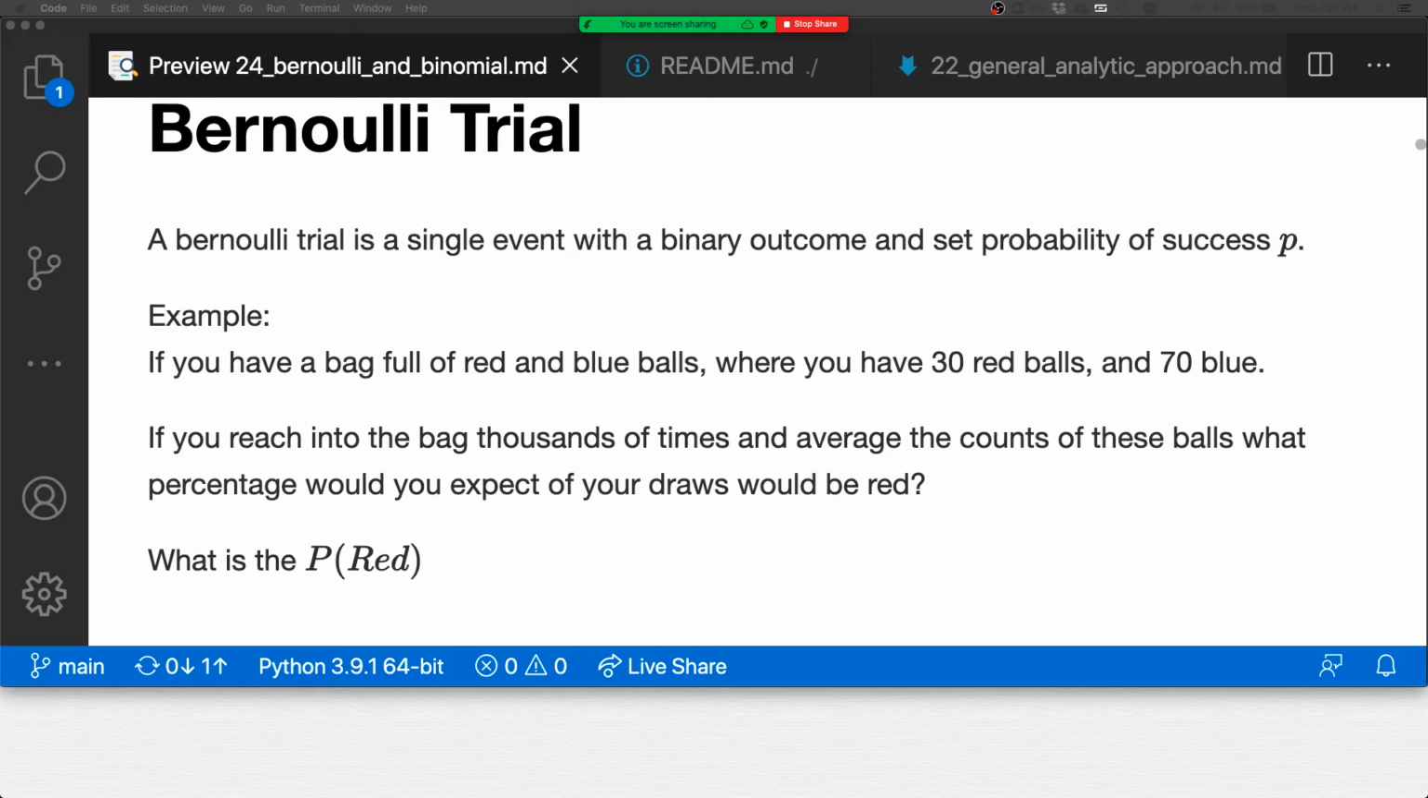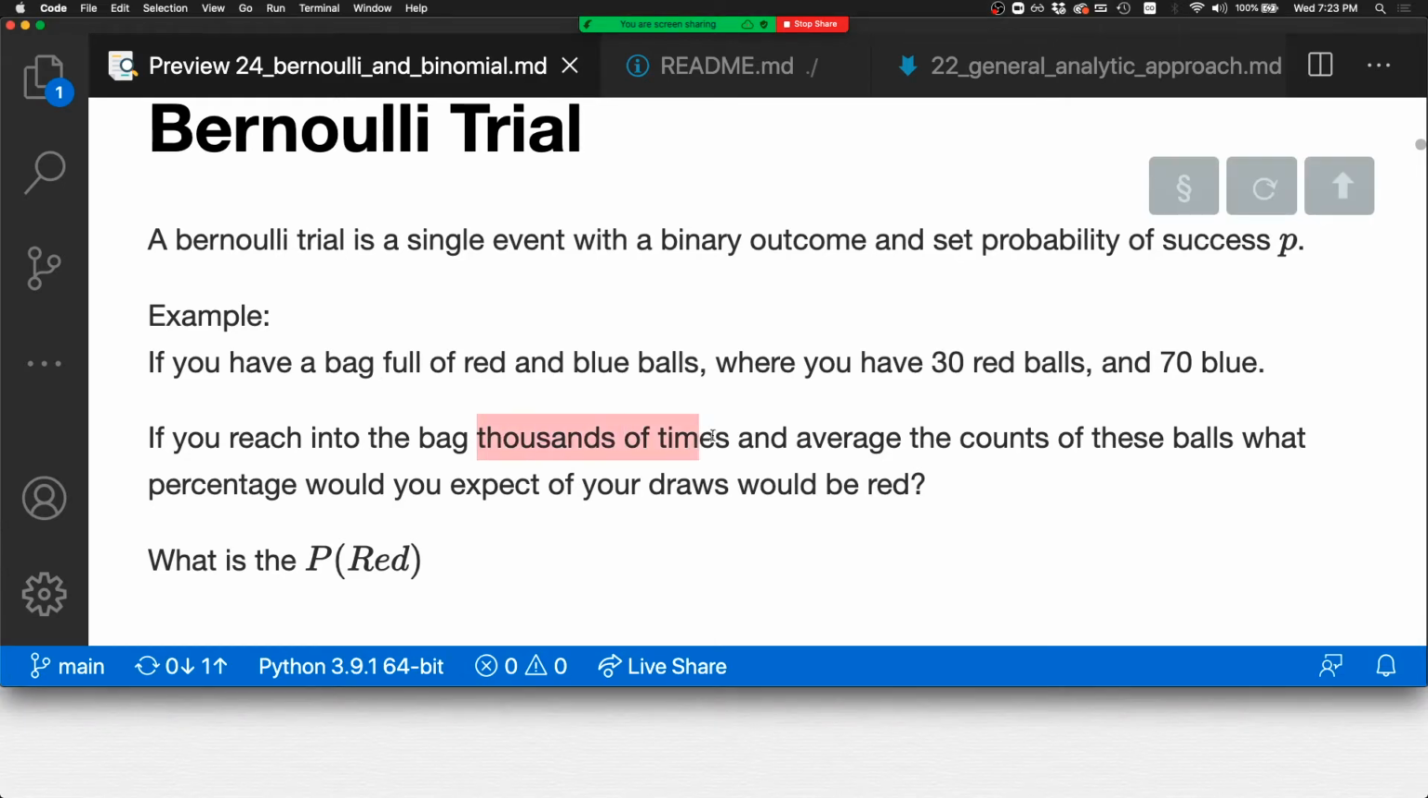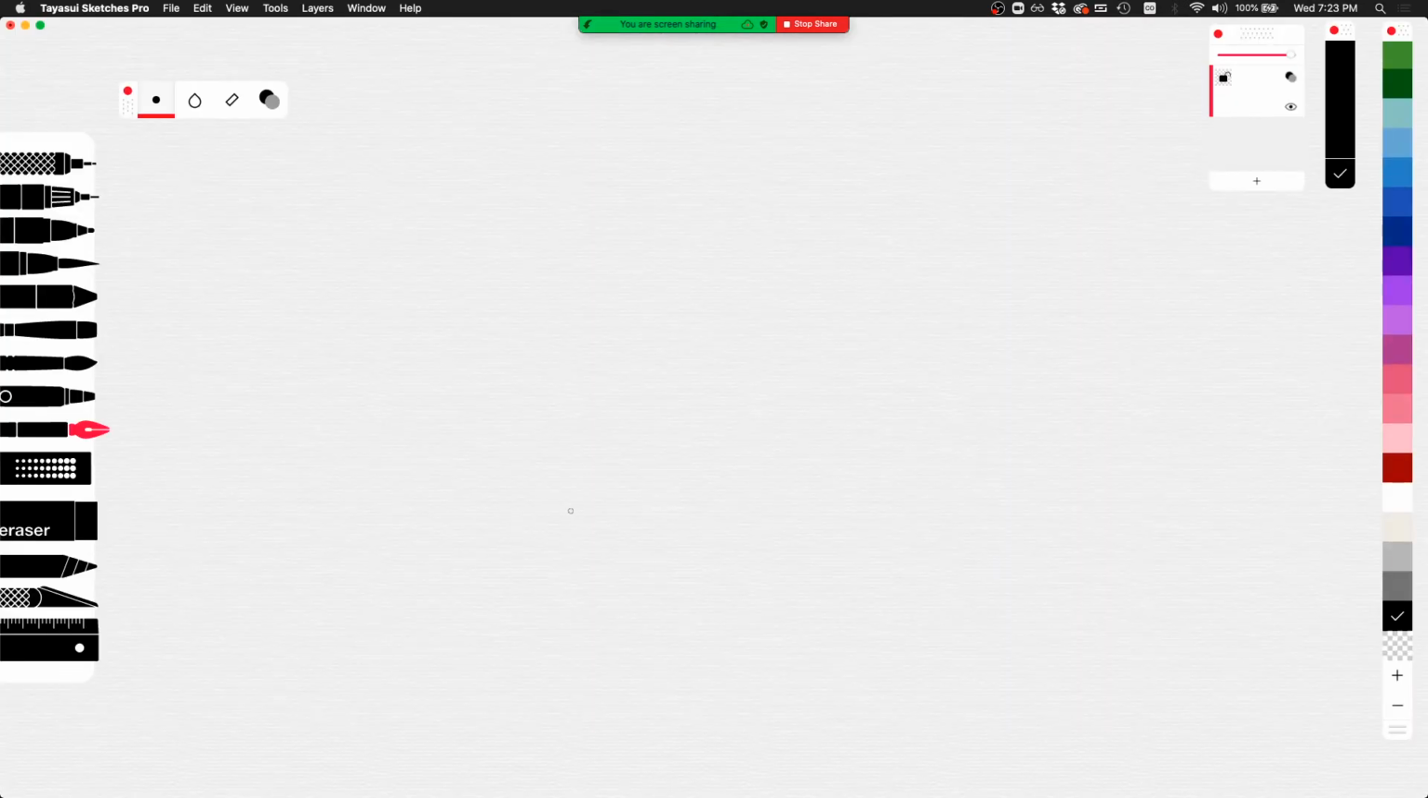Yeah, 30 out of 100. And notice that the way I put this is like, well, we reach into this bag 1,000 times, right? So we're doing this over and over and over again. And what we would expect to see is 0.3 probability, or 30%, or 30 out of 100 times.